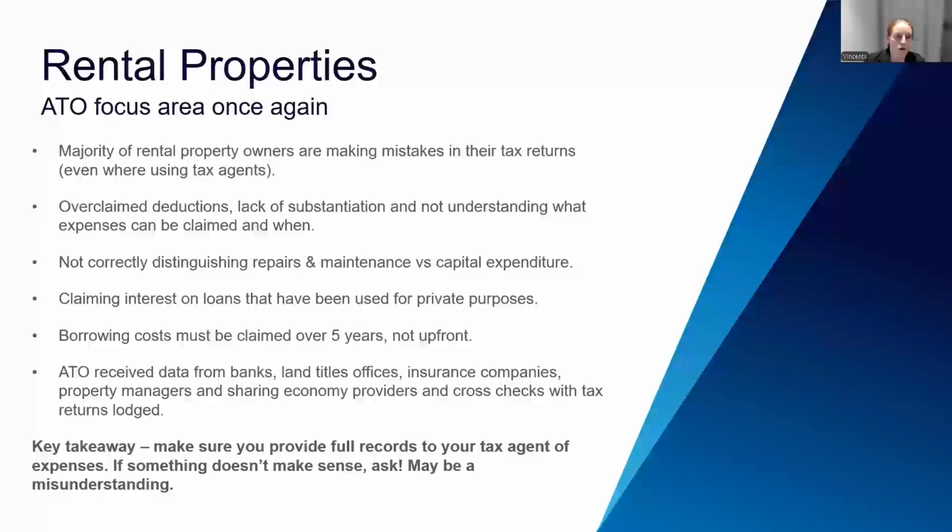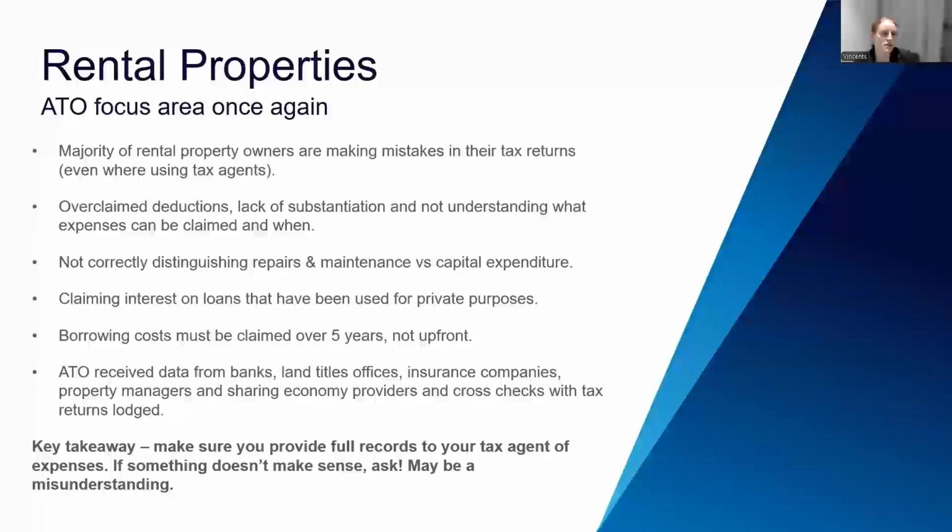In particular, not correctly distinguishing between repairs and maintenance versus capital expenditure, and claiming interest on loans that have been used for private purposes. If you've got funds from a loan that have been used for private purposes, or the loan account's been tainted, then the interest expense needs to be apportioned, and you can only claim the portion of that interest that's related to the rental property. Also, borrowing costs must be claimed over the shorter of 5 years or the life of the loan. They can't be claimed upfront.